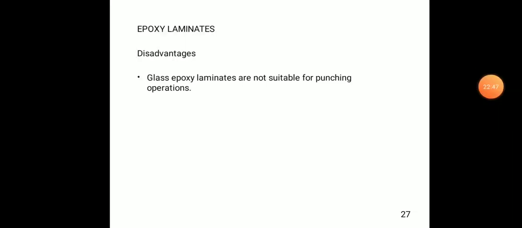So what about the disadvantages? The disadvantage of epoxy laminates is that glass epoxy laminates are not suitable for punching operation. This is the main disadvantage. We have paper and glass epoxy laminates. With paper laminates there is no problem, but with glass epoxy laminates we have a punching problem, and the circuit may break.